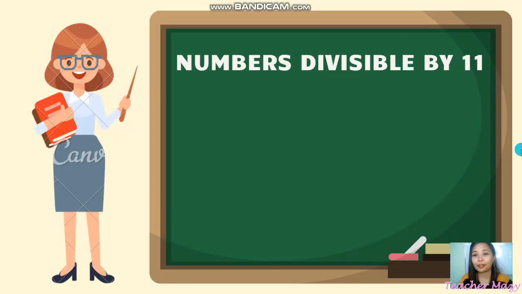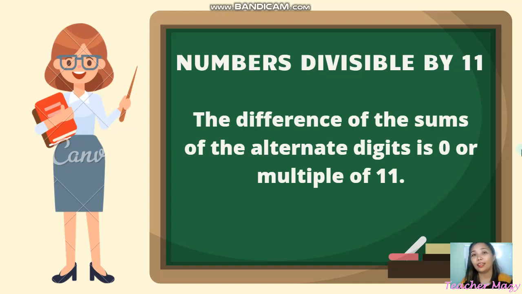So next number, numbers divisible by 11. How do we know if a number is divisible by 11? So again, may dalawang operations tayo na gagamitin. First is the difference of the sums of the alternate digits is 0 or a multiple of 11. So dalawang operation. We have subtraction and addition.